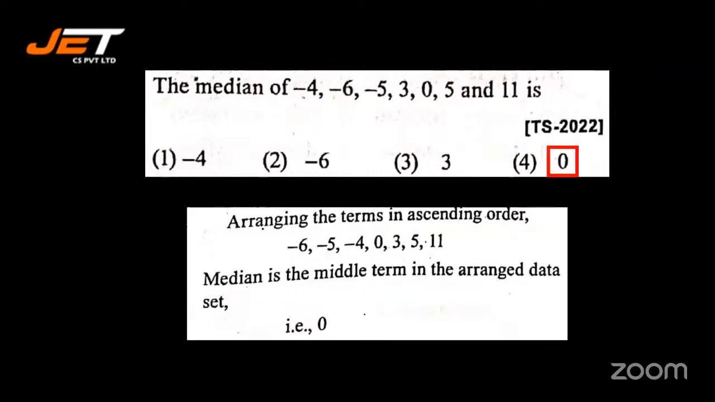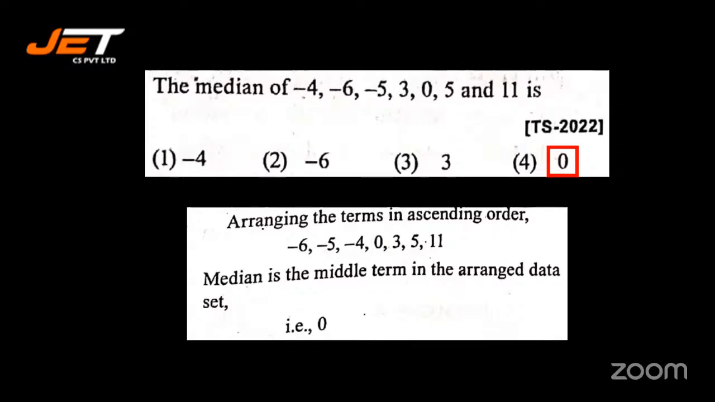Arranging the terms in ascending order, here we are going from the negative to the positive, isn't it? So -6, -5, -4, 0, 3, 5, and 11. And if you see, the numbers are 1, 2, 3, 4, 5, 6, and 7. So 7 is an odd number.